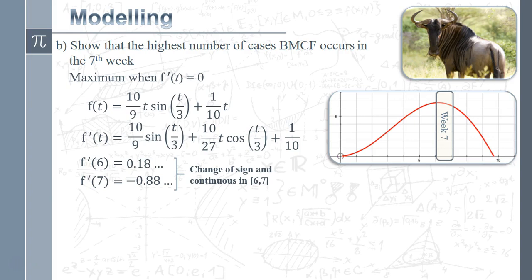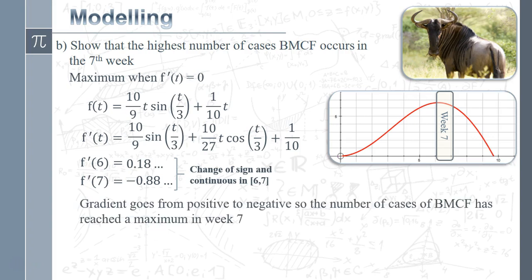And in particular, what we're talking about with this one as well is gradient. So another way of thinking about this would be to say the gradient is positive at the start of week 7 when t equals 6. The gradient is positive here, and then the gradient becomes negative by the end of that week. So it's gone from positive to negative, so our maximum must have occurred in week 7.